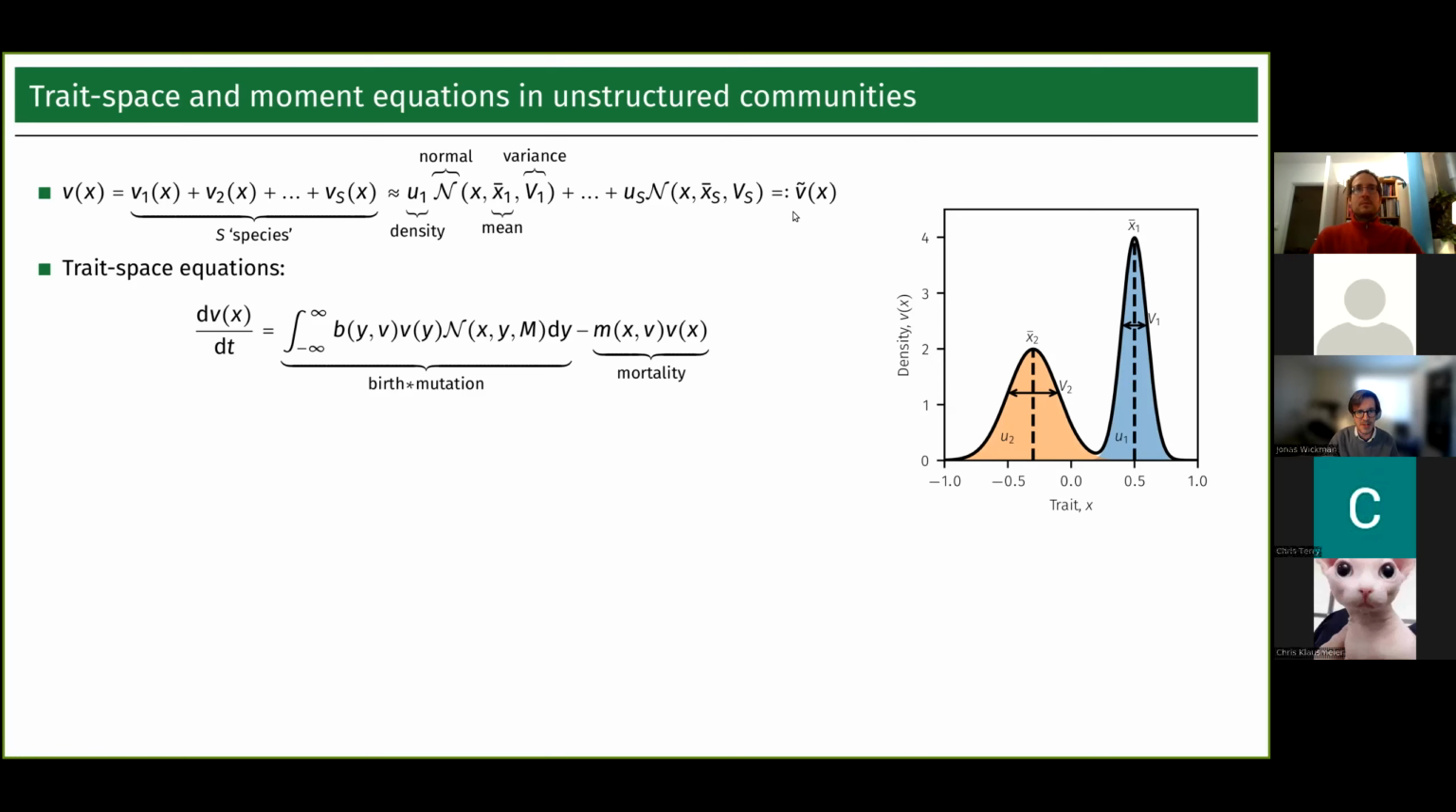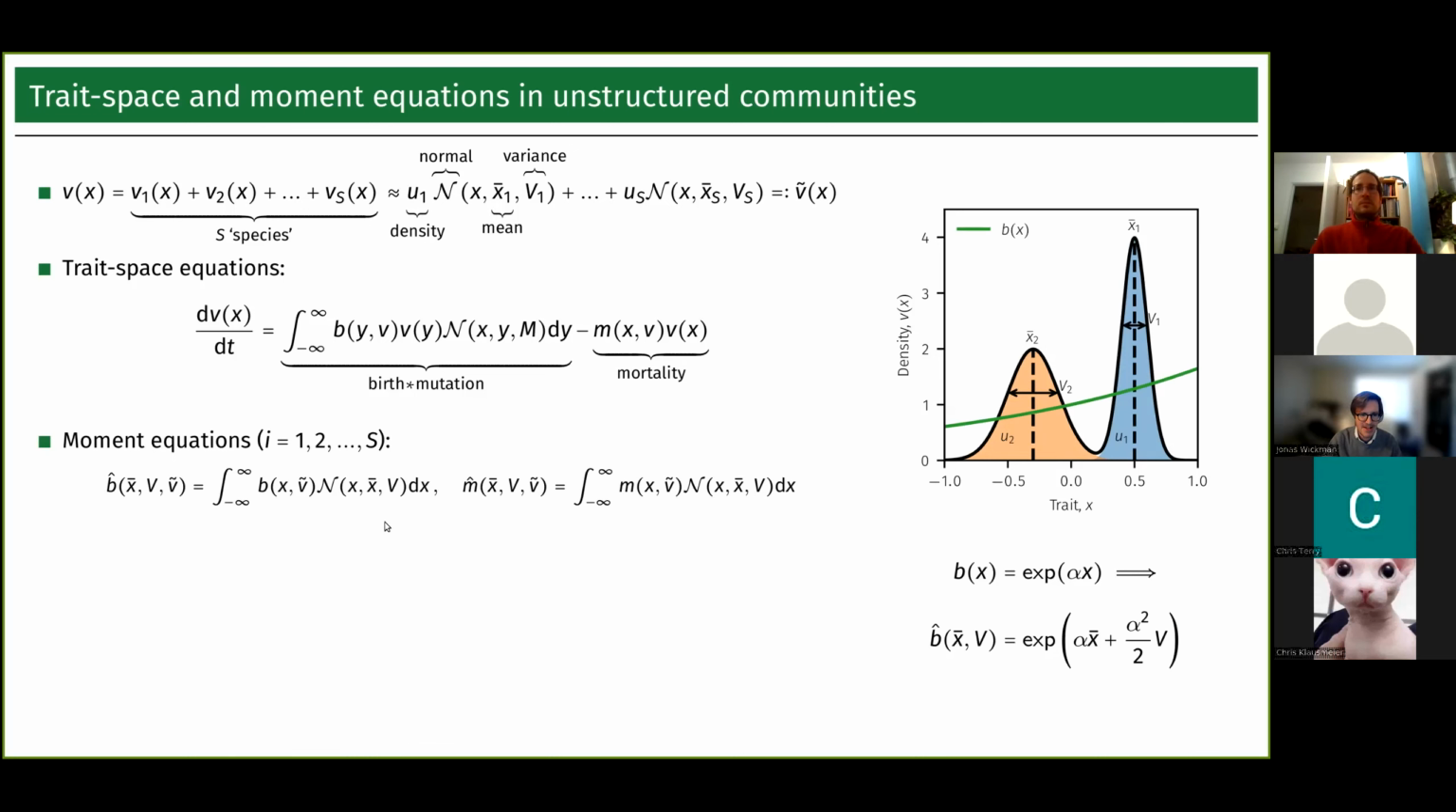And then V tilde is just going to be the sum of all of these approximate trait density distributions. And before we can formulate the equations for these three moments, a little bit of notation. So we're going to write B hat and M hat for the population level rates. And that basically means that we're integrating, for say, the birth rate over an entire normal distribution. So for example, if you have an exponential function, as we do here in green, B equals e to the alpha x, then for each of these species, we have to integrate this rate against this normal distribution, and you'll end up with a population level rate that depends both on the mean X bar and on the trait variance of the population V.